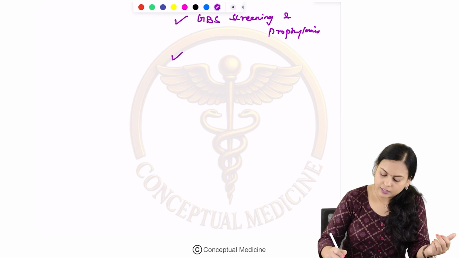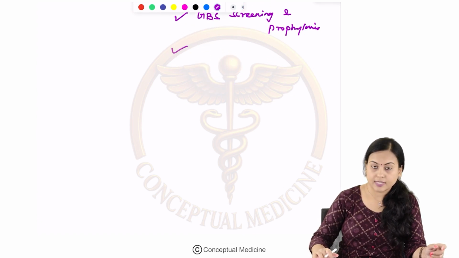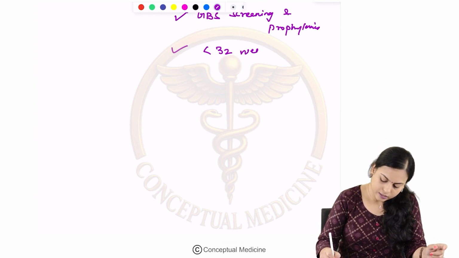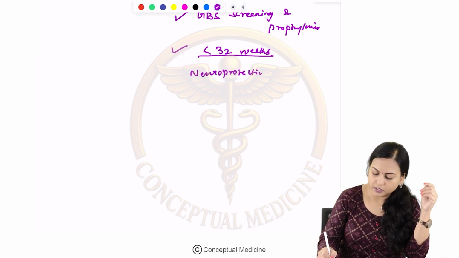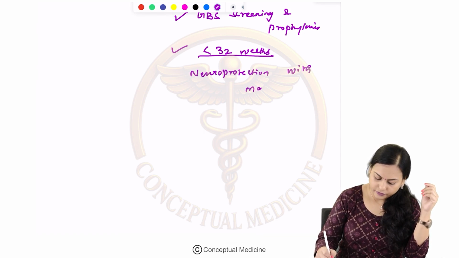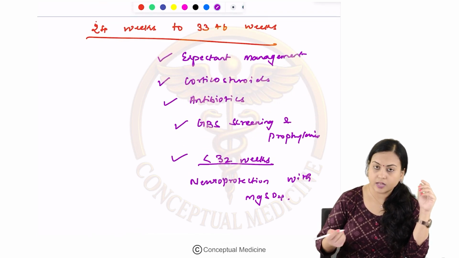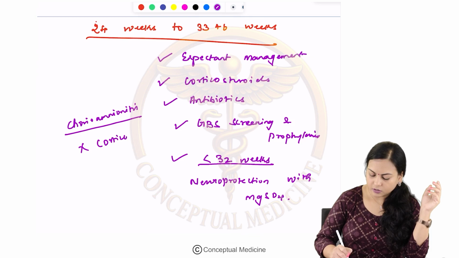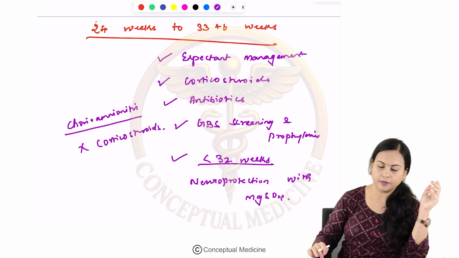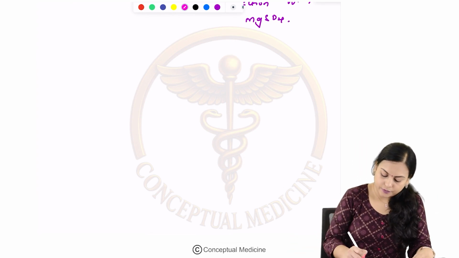And if labor is happening, and suppose the rupture of membranes has happened at less than 32 weeks, then you have to consider neuroprotection with magnesium sulfate. Okay. So, in case there is associated chorioamnionitis, then you are not going to give corticosteroids. Clear? Yes.